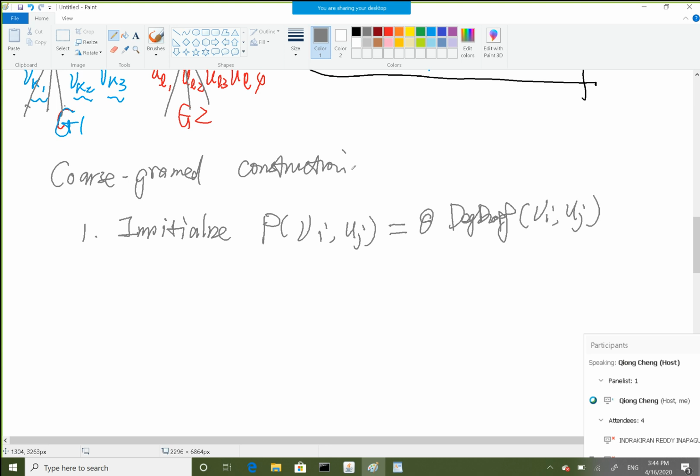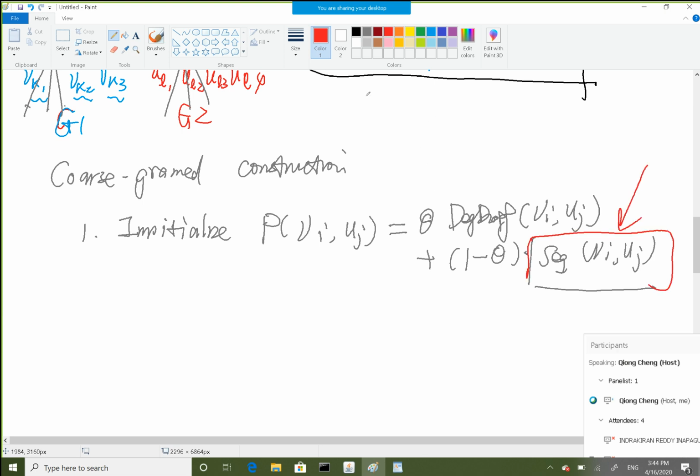So 1 plus theta times the sequence similarity of VI and UJ. The sequence similarity is the same as what we talked about for sequence alignment, in the face-to-face class. They use a specific tool, which is BLAST. In the software, they may pack them together, but this is a very typical method. So for this one, you do not need to worry about that.